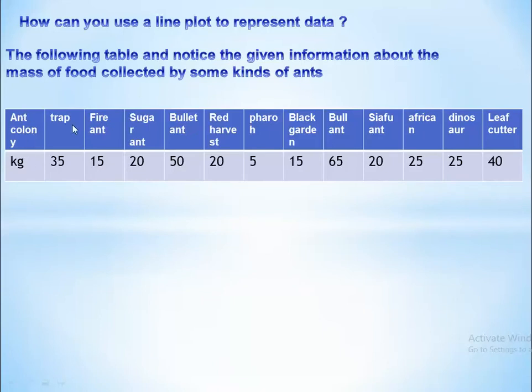Trap 35, fire ant 15, sugar ant 20, bullet ant 50, red harvest 20, farrow 5, black 15, pool ant 65, siafo ant 20, African ant 25, dinosaur ant 25, leaf cutter 40.